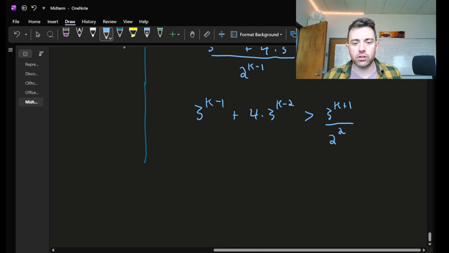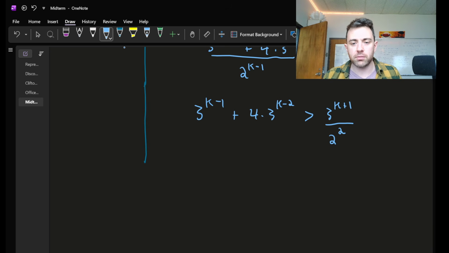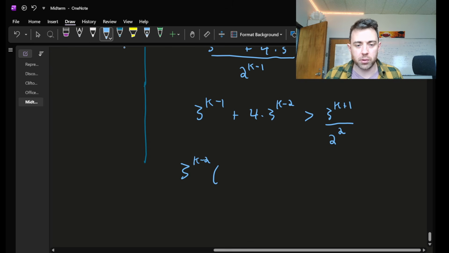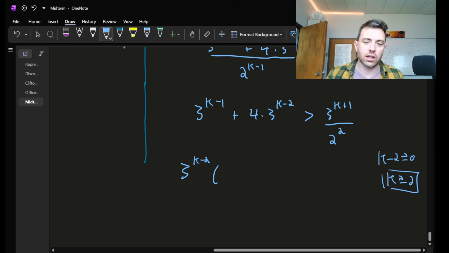So what else could I do? Well, I could factor out some 3's here. So I could take out 3 to the k minus 2. Now I should probably check that that's still an integer, right? So I would need 3 to the k minus 2 to at least be 0. So I would want k to be at least 2. Okay, good. That's within our base cases. So I factor that out.